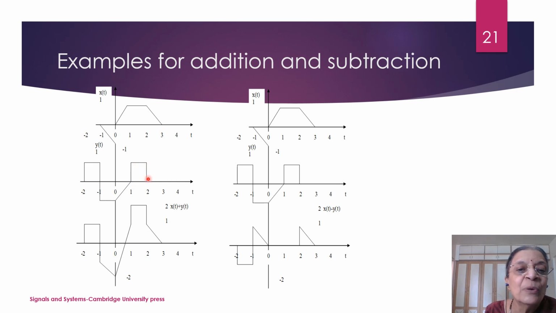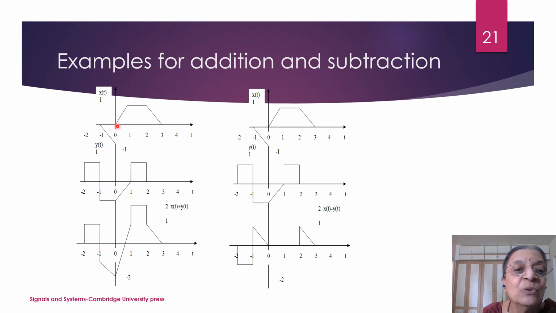Now suppose I want to do x of t plus y of t, so I want to add up the two signals. Consider the duration between minus 2 to minus 1. Only y of t is present, so when you add, y of t will appear as it is.